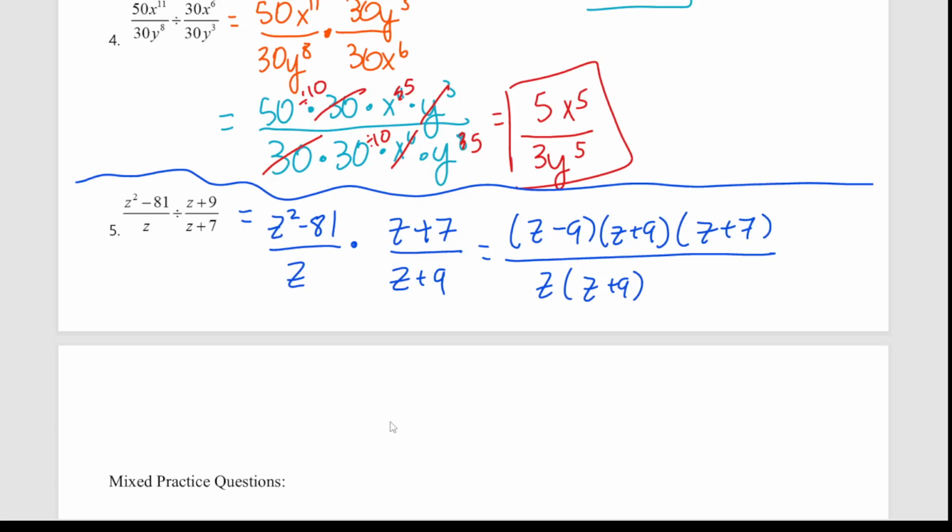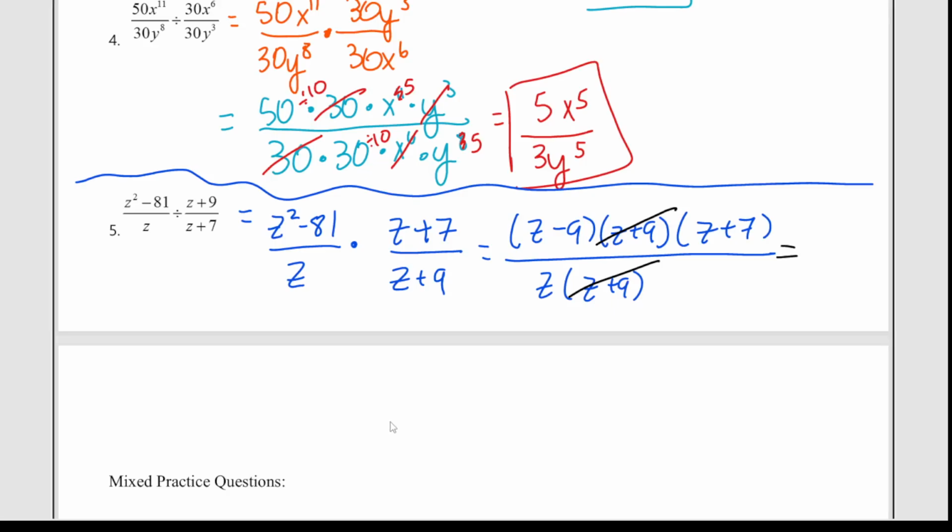z plus 9 divided by z plus 9, that will simplify to make 1. And so your final answer would be, let me actually just write this where there's more room, z minus 9 over z plus 7 all over z. Those were the things that did not cancel out, and that is what you are left with.